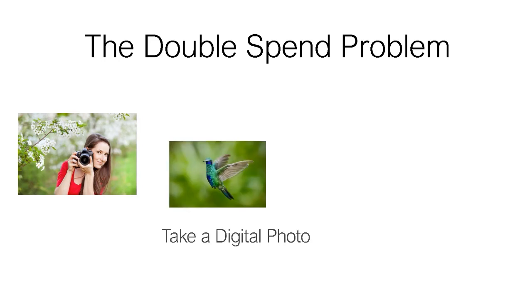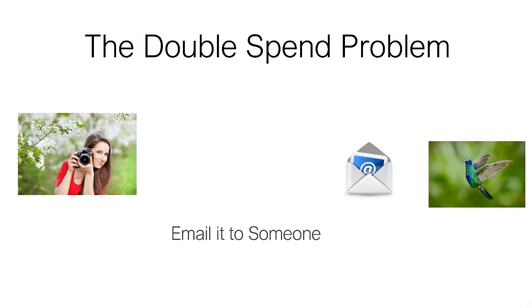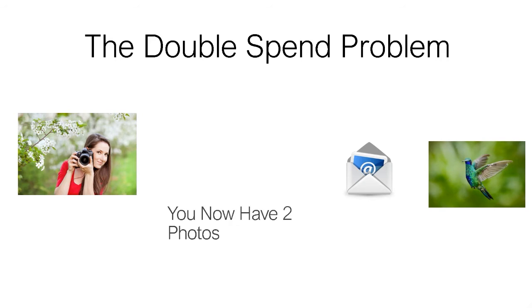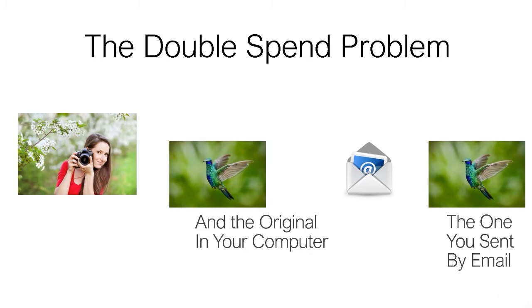The concept is very simple. Let's say you take a digital picture of something, for example this bird. You've got a digital photo and you email it to someone else. You would think that you really emailed the photo to the other person, but you didn't. You now have two photos. You've got the one that you sent by email and the original, which would still be in your computer. You didn't really send the other person the digital photo. You sent a copy of the photo.